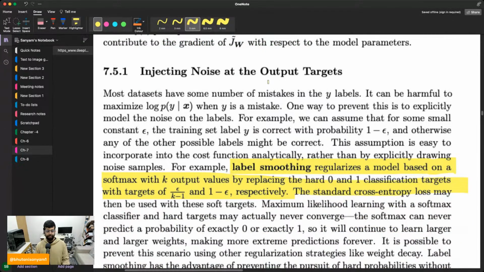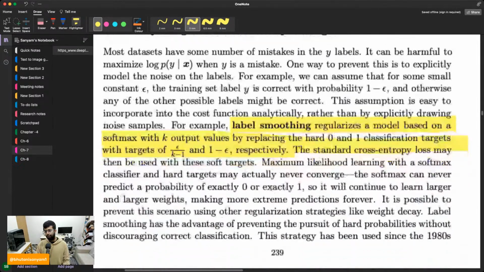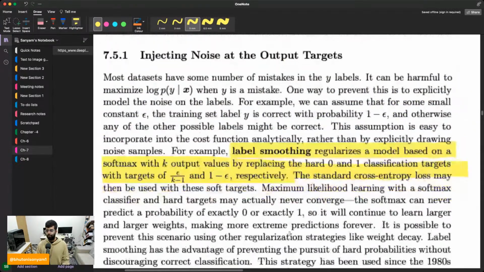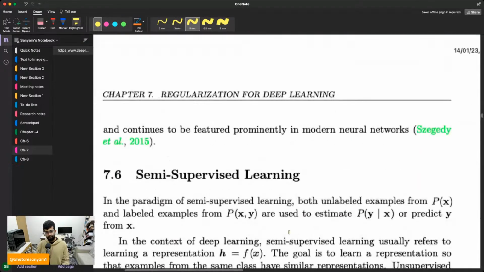They talk about injecting noise into the weights and into the outputs. So label smoothing regularizes a model based on softmax with k outputs by replacing the hard 0 and 1 targets with targets epsilon by k minus 1 and 1 minus epsilon respectively. So this is how label smoothing works, and this is basically injecting noise at the output.